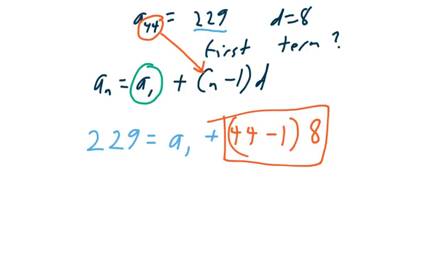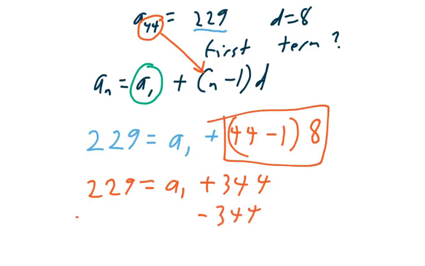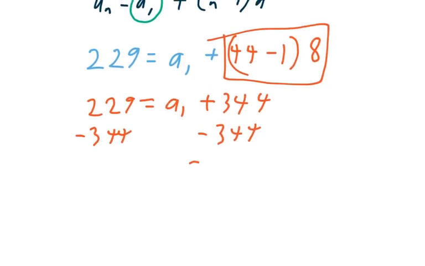So 229 equals a sub 1 plus 344. Subtract 344 from both sides, and we wind up with a sub 1 equals negative 115.